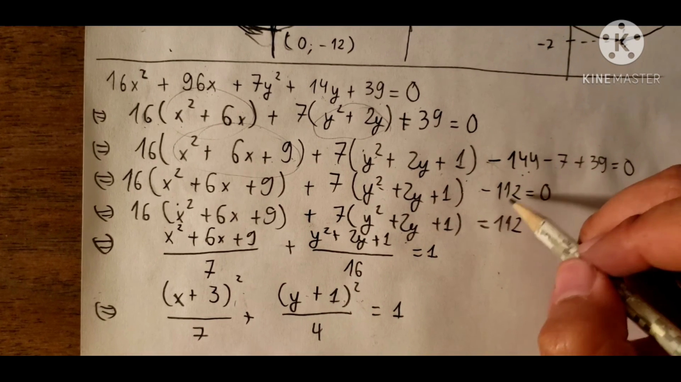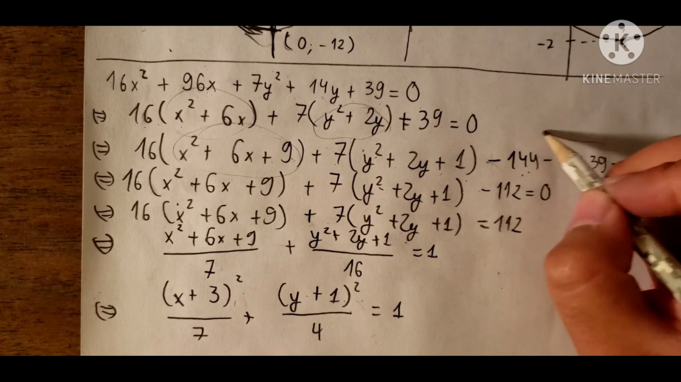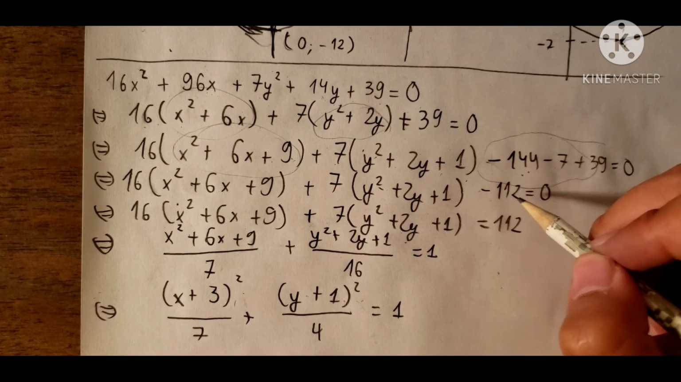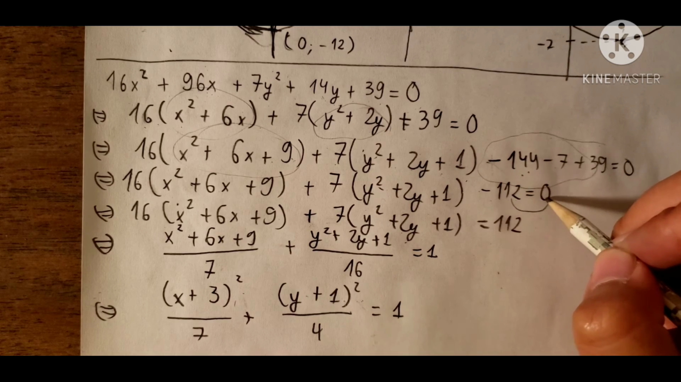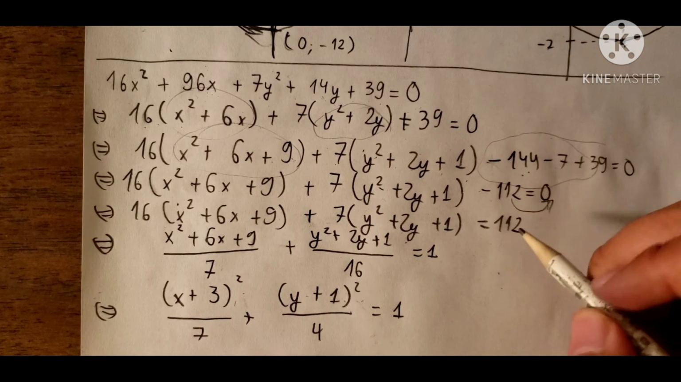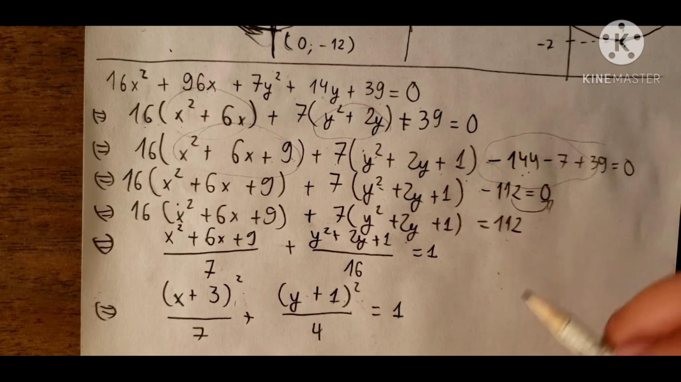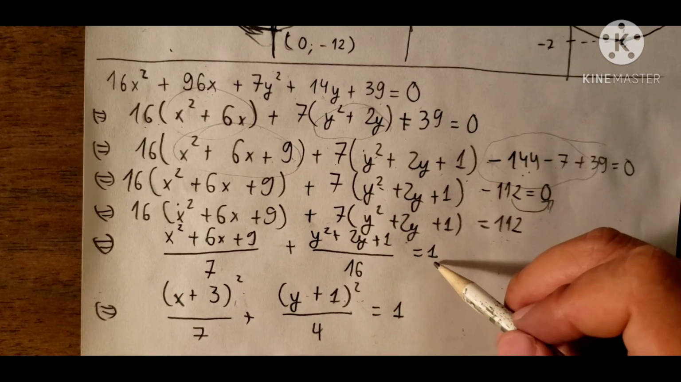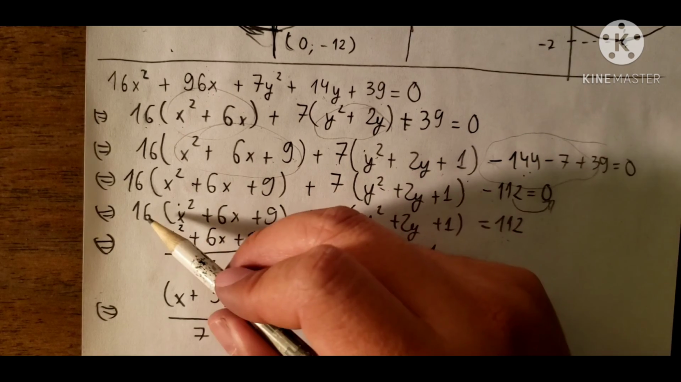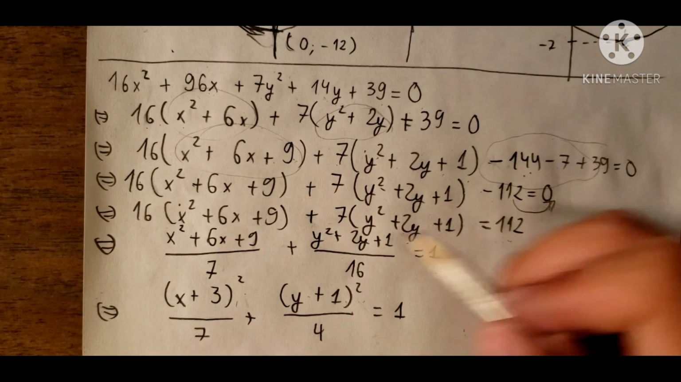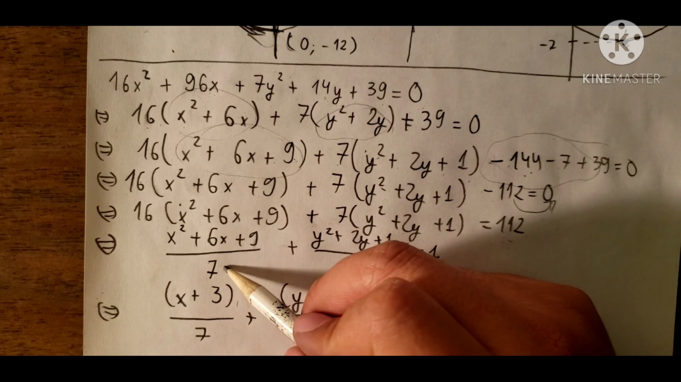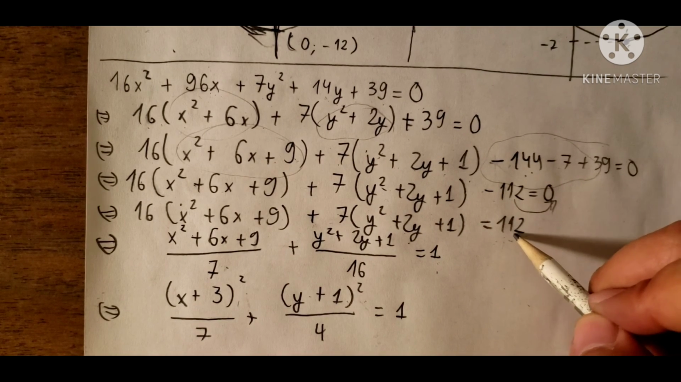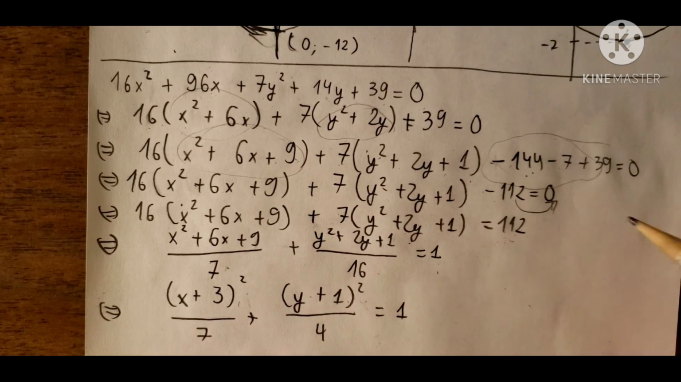And we have all the numbers. We do about minus 112. Later that, you move to the right, they change to 112. Later that, you divide both sides with 112 to get the number 1. And later that, 16 divided by 112, you got about the 7 in the denominator. 7 over 112, you got about 16.